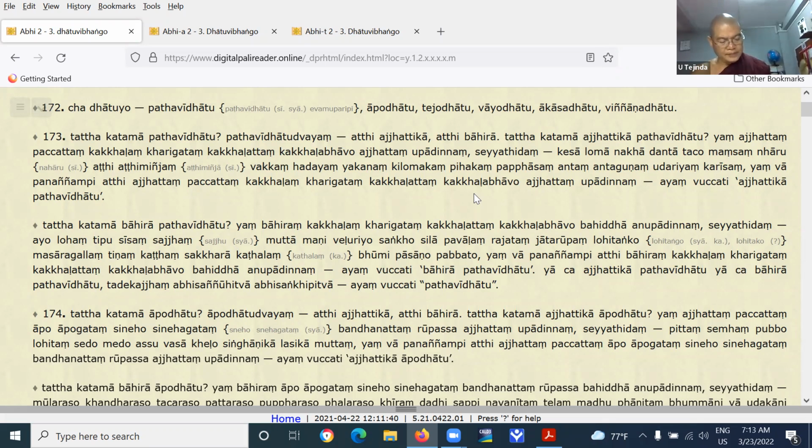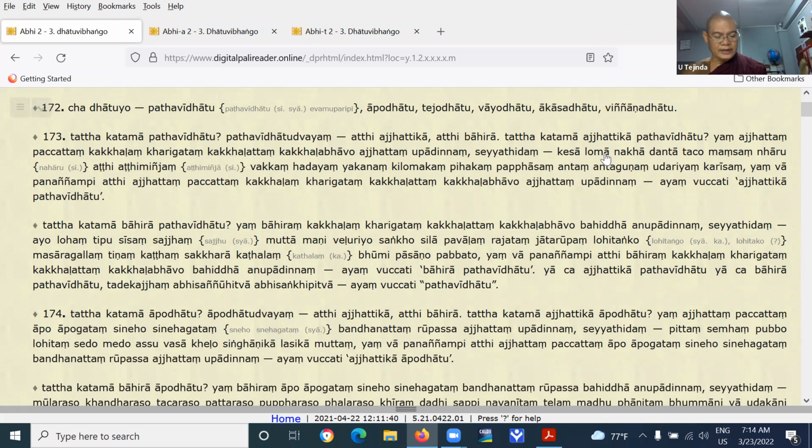Then Katama Bahira Pathavidhatu, the external earth element. Yam bahiram kakkhalam kharigatam kakkhalattam anupadinnam, not grasped by craving. Not grasped by craving. But when we study anupadinna rupa, we include Cittaja, Utuja, Aharaja.